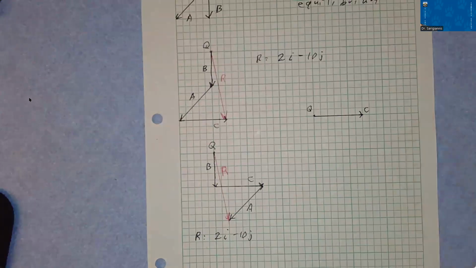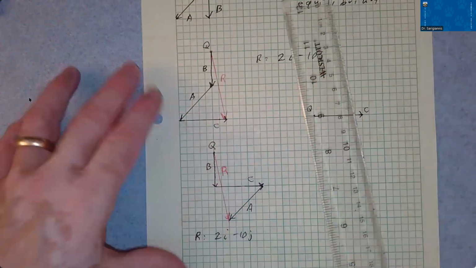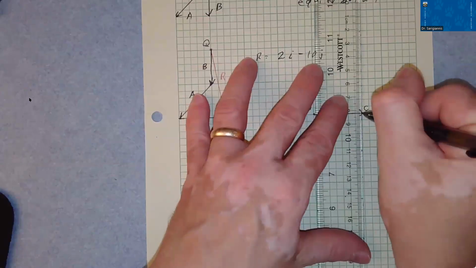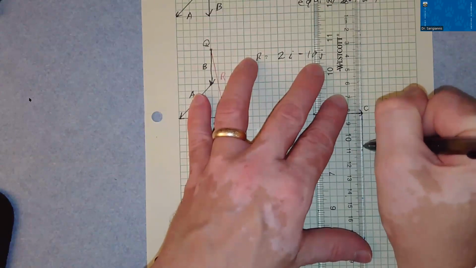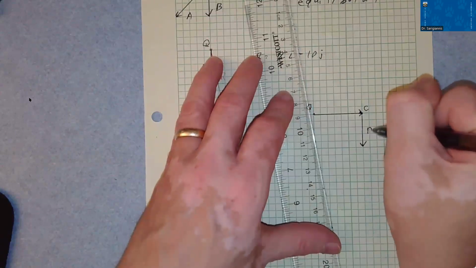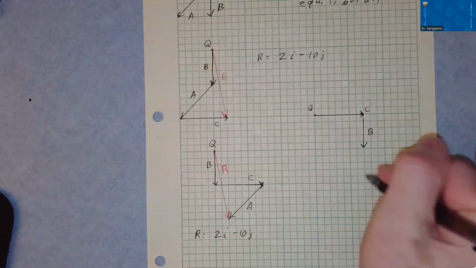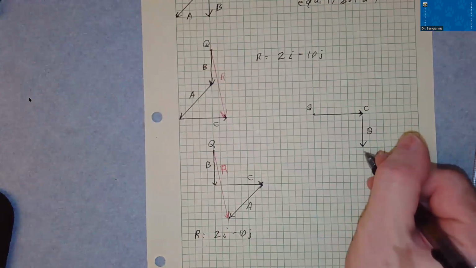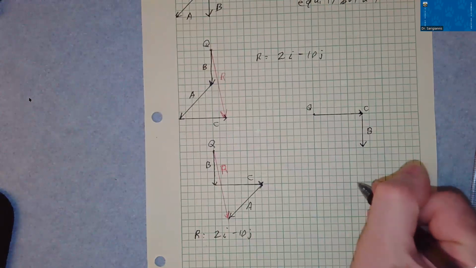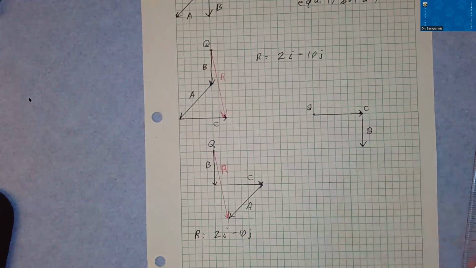And then, again, you can add either one. You can add A, you can add B. Let's add B to this, right? So B goes straight down by 5. And then A goes over 5 and down 5. So 1, 2, 3, 4, 5. That brings us here. 1, 2, 3, 4, 5. So that brings us here.